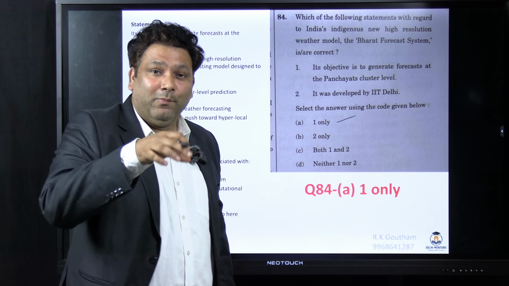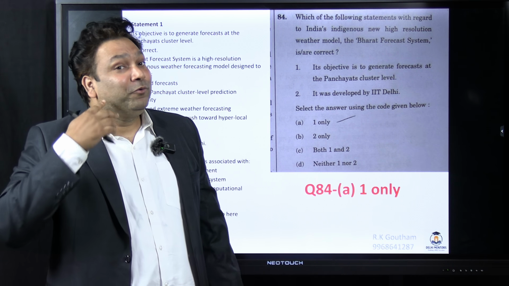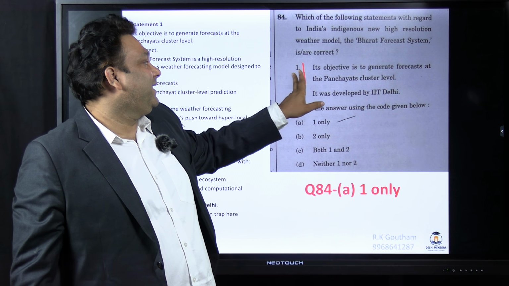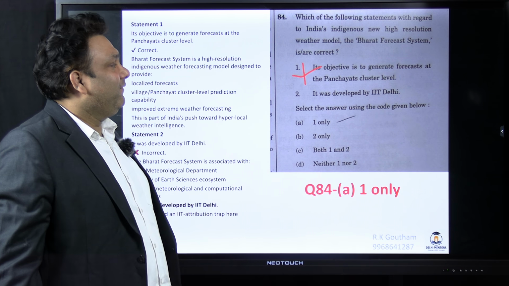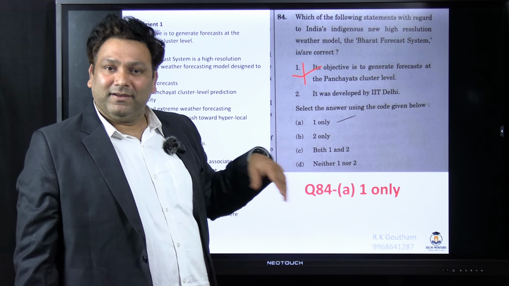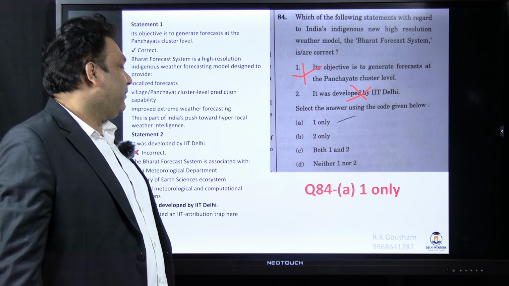भाई तुम्हारे गांव में आज बारिश होगी, कल नहीं होगी, something of that sort. So it is becoming so precise. So its objective is to generate forecast at the panchayat cluster level, which is a right statement. Even if district is given, it would have been right. It is developed by IIT Delhi, which is wrong.